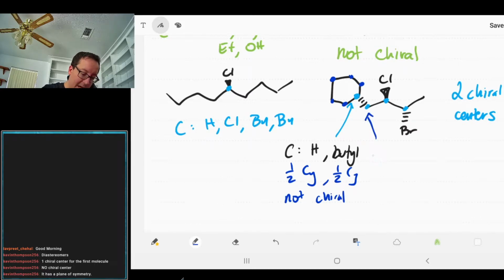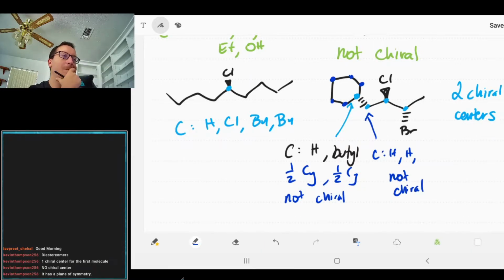This carbon has 2 hydrogens. We don't even need to list the rest, so that one's not chiral. The one with the chlorine, let's have a look. We have an H on it, a chlorine, a carbon with a bromine, and then a carbon with no bromine on the other side. So, as a result, this one is chiral. It has a chlorine, a hydrogen, and 2 carbons, but those carbons are not identical. One carbon has bromine, the other one does not.